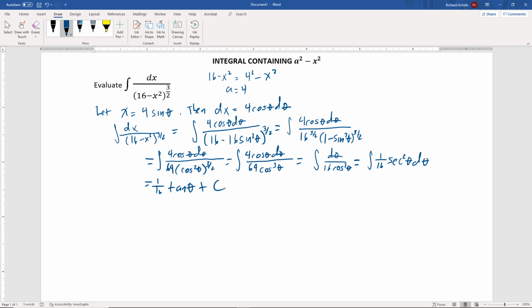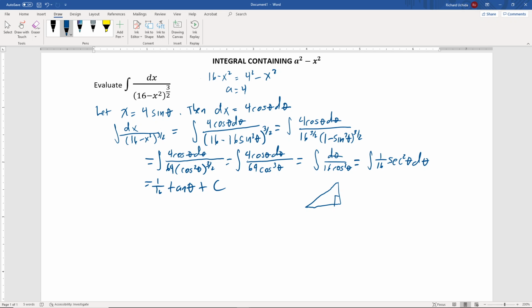Now remember, we're not done yet, because the original integral had x's, not thetas. When you're doing the trigonometric substitution, after you integrate, you have to do your back substitution. And to do the back substitution, you often have to create the triangle to see what this tangent of theta is in terms of x.